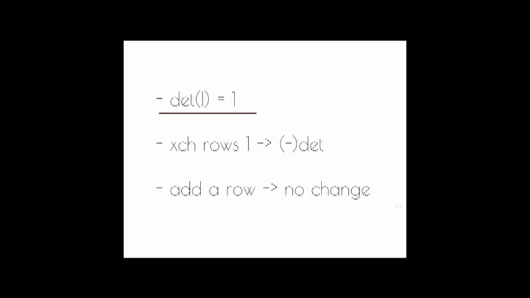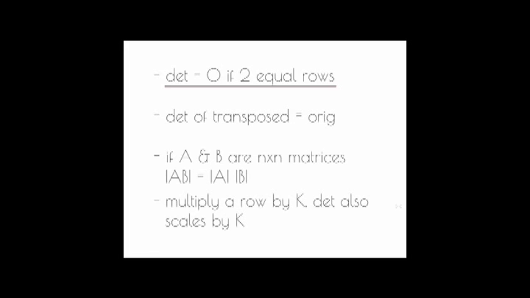Typically, matrices also have the following properties. For example, the determinant of the identity matrix is equal to 1. Exchanging rows within the matrix makes the new determinant equal to the negative of the previous one. Adding a row to another row within the matrix does not change the determinant. The determinant is also equal to 0 if two rows of the same matrix are equal. The determinant of a transposed matrix is the same as the original one.